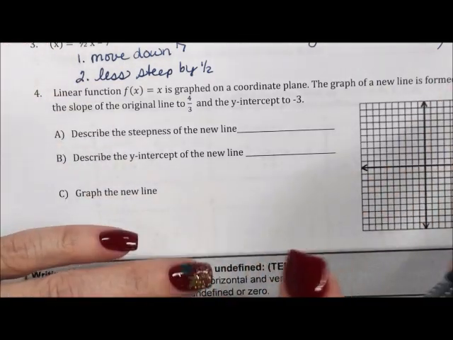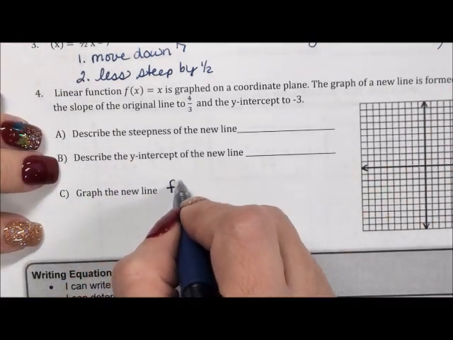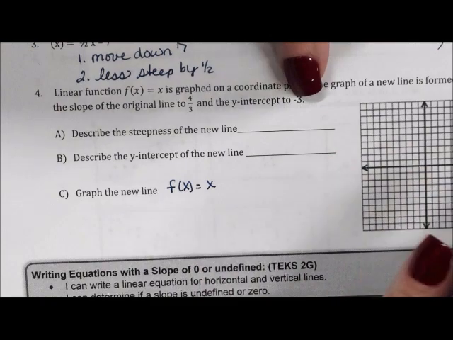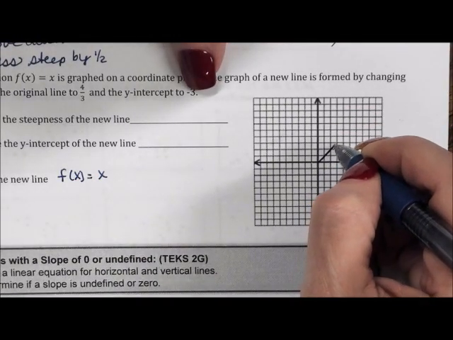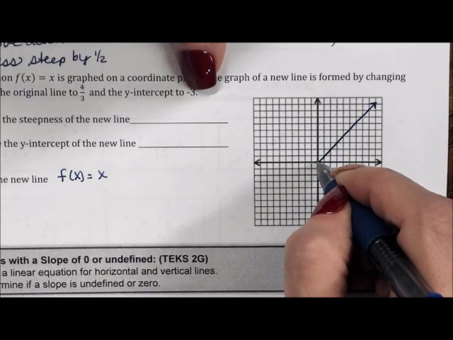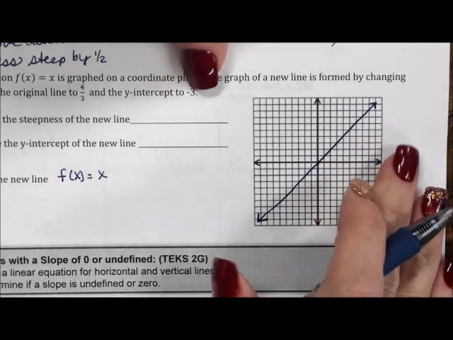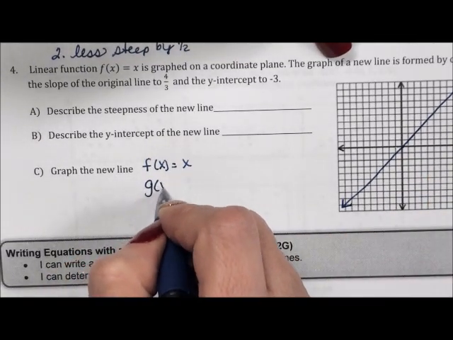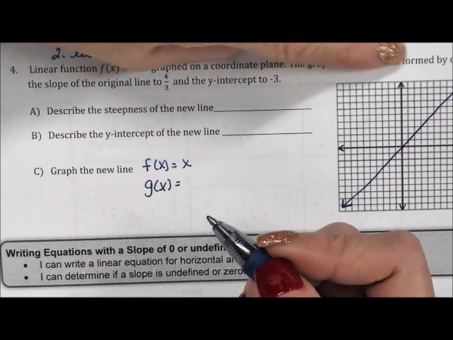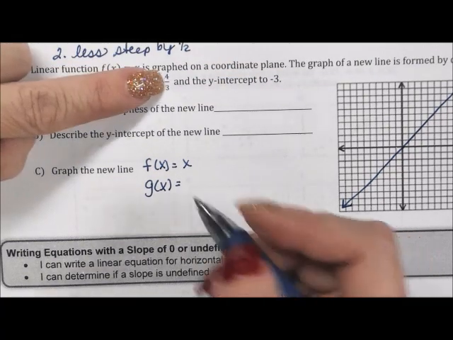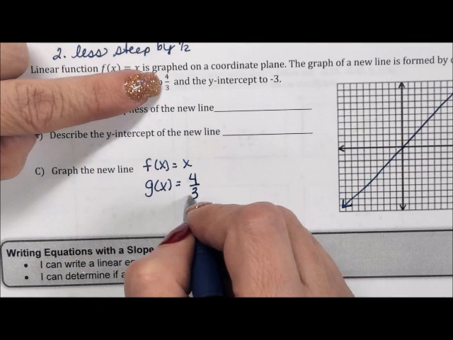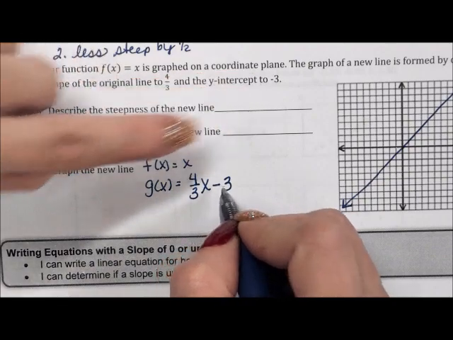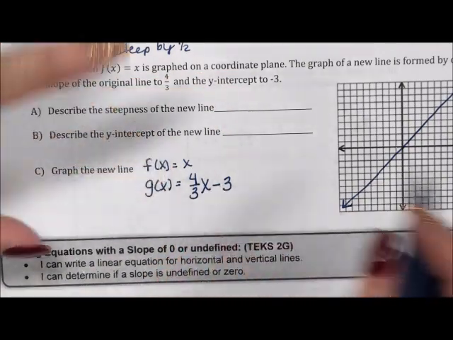Well, I'm going to come down here before I start trying to graph it, and I'm going to say, okay, it says we're starting with the parent function, f of x, graphed on the coordinate plane. So if I were to graph that, 1, 1, 2, 2, 3, 3, 4, 4, I can graph it pretty quick. We've graphed it enough times. And then it says the graph of a new line. So the new line, we're going to give it a name, is formed by changing the slope of the original to 4/3. So that means we're going to change the slope to 4/3 and the y-intercept to -3. So we're taking this, giving it a new y-intercept and giving it a slope.